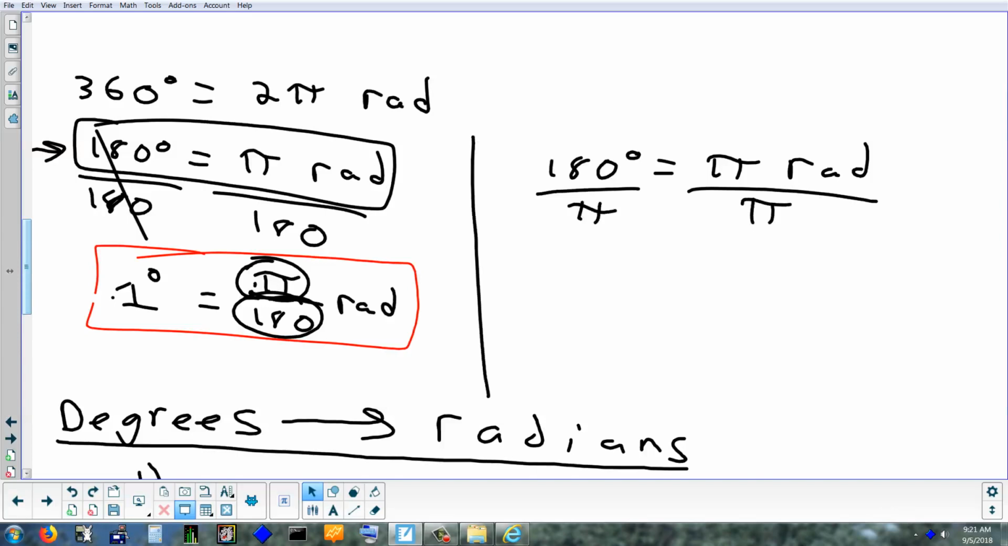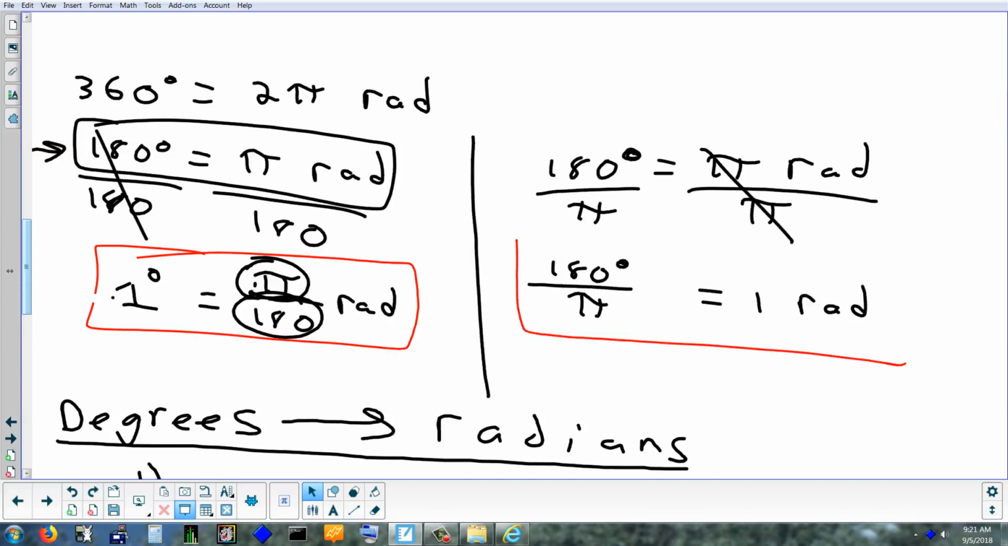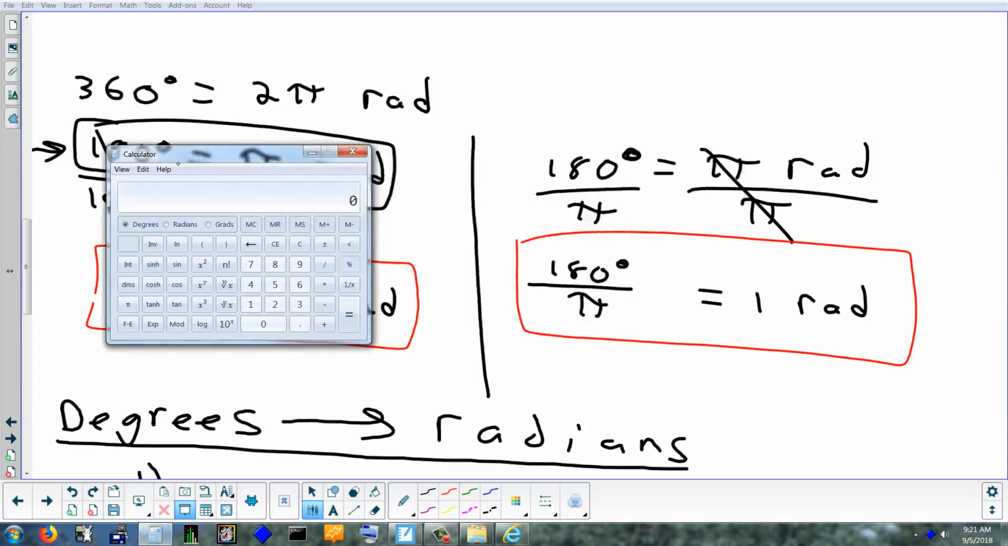All right, so now the pi's cancel. Pi divided by pi is 1. What unit is still on the right side? Radians. So 1 radian equals 180 over pi, and the degree symbol is right there. So that tells you how many degrees in 1 radian. So if you wanted to actually figure it out, 180 divided by pi is about 57, a little over 57 degrees in 1 radian.